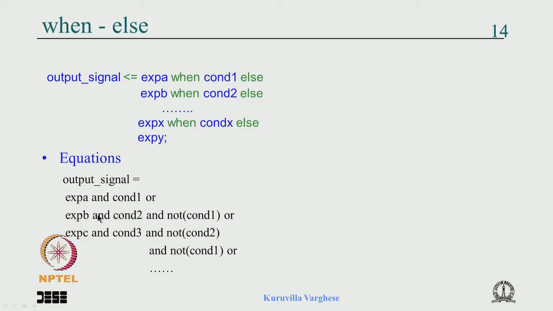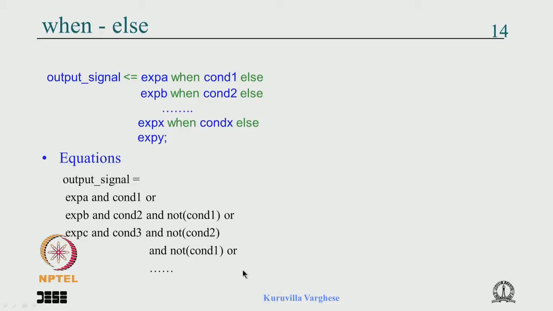It is still abstract, but the meaning is that the equation is expression A and condition 1, or, when you come here, expression B and NOT of condition 1 and condition 2. Or when you come here, it is expression C and NOT of condition 1 and NOT of condition 2 and condition 3. So it expands like that.